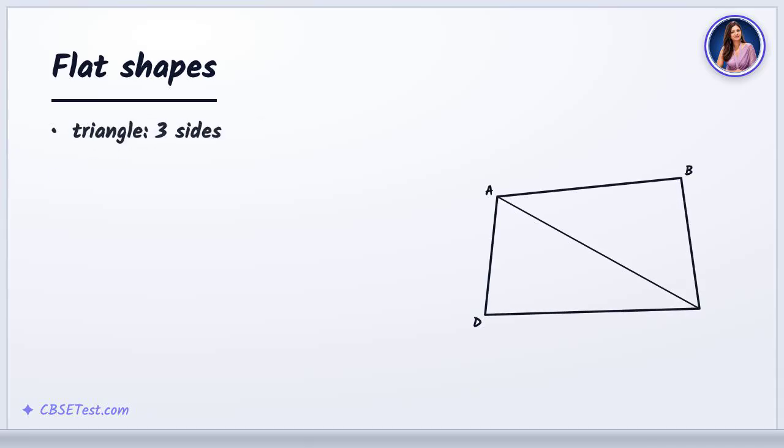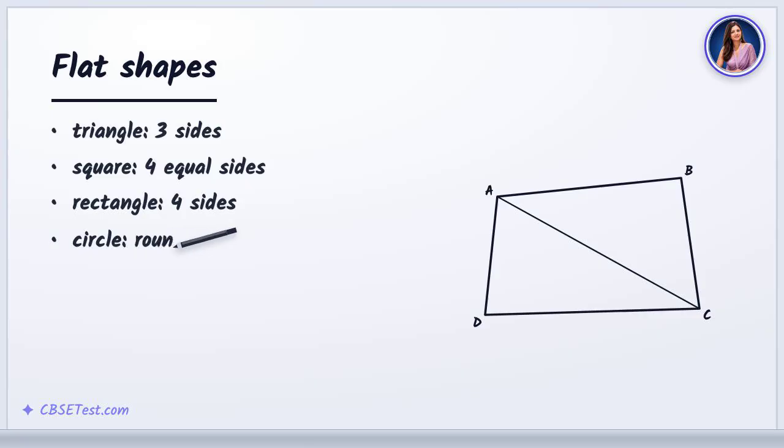Flat shapes have sides and corners. A triangle has 3 sides, a square 4 equal sides, a rectangle 4 sides, and a circle is round.